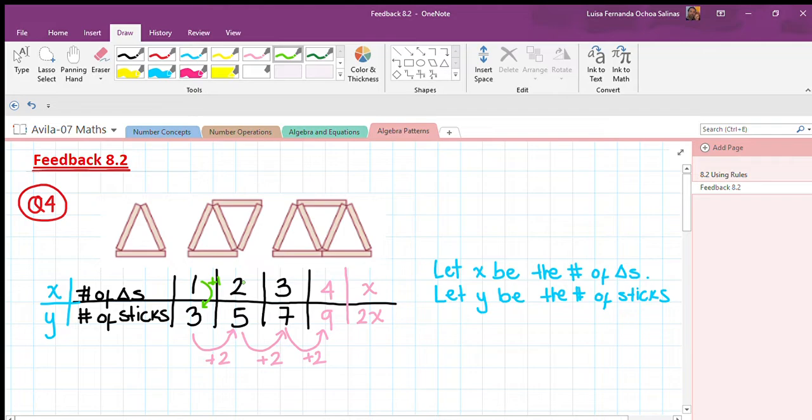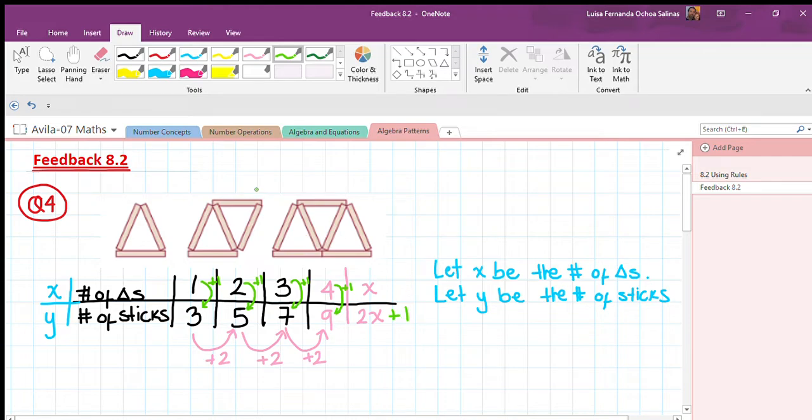Agree? And if I double this one, 2 times 2 is going to be 4. I need to add another one. And if I double this 3, I'm missing another one. And if I double this one, I'm missing another one. So you can see what I'm missing here. I'm missing to add another one. And then I have my rule.